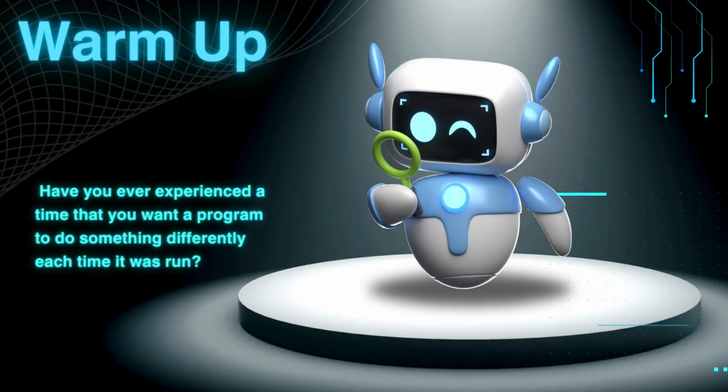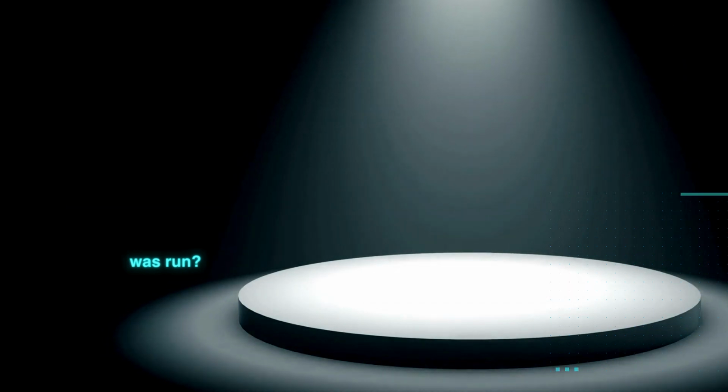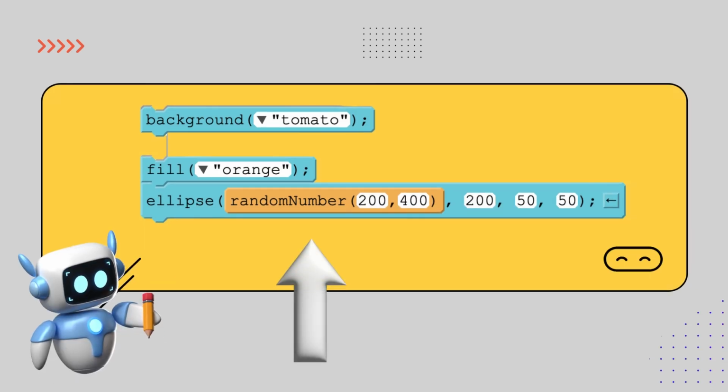Have you ever experienced a time that you wanted a program to do something differently each time it was run? Today, you're going to learn about a new math block, random number. Let's try to predict what will happen when we press the Run button. We can predict that something will happen with the x-coordinate of the ellipse. We could predict that the value will be either 200 or 400, or maybe between 200 and 400.